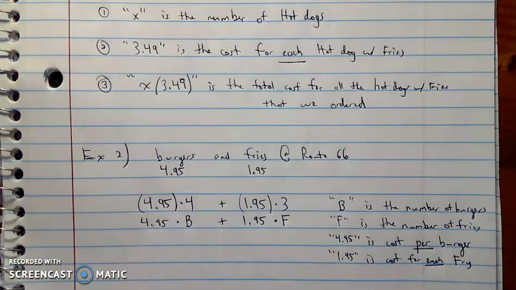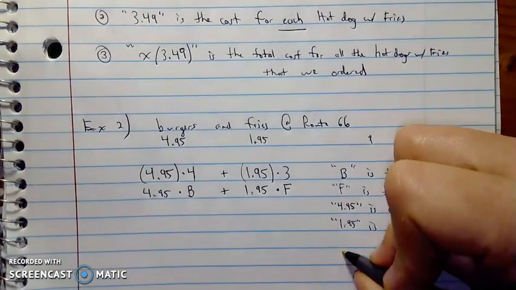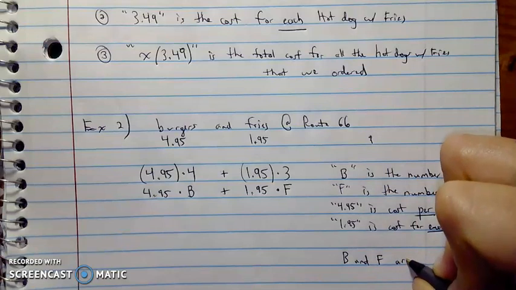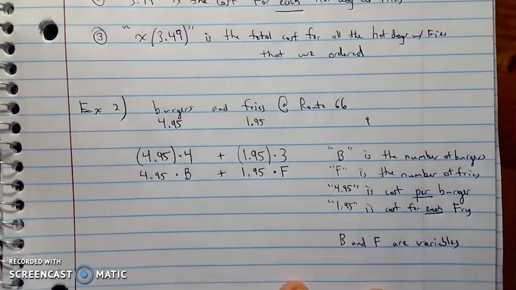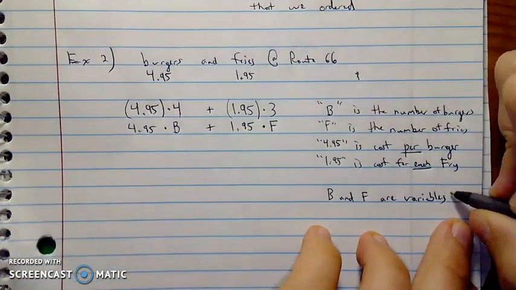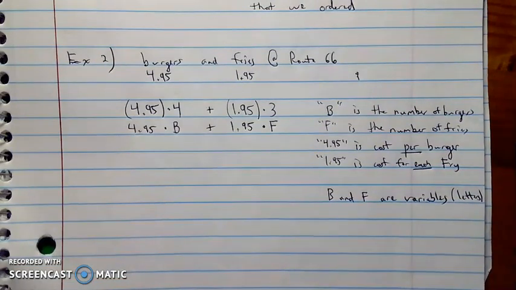Let's go ahead and define this word really quick. So B and F, let me write this below. B and F are variables. Okay, variables, those are just going to be letters. They're always going to be letters. You're going to hear us refer to them as variables, but when you look at them, you're seeing letters.